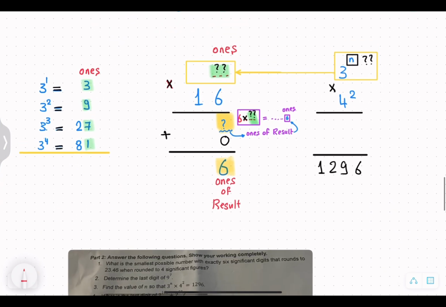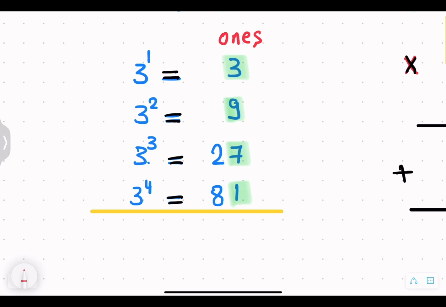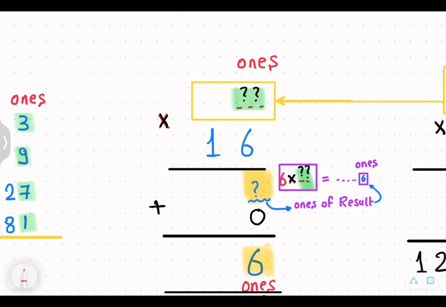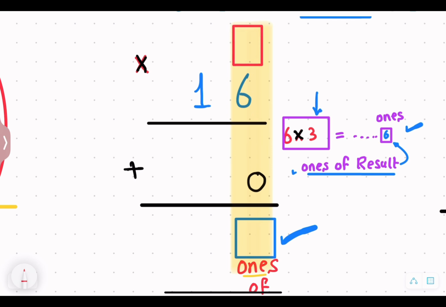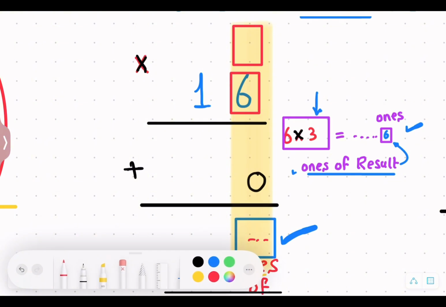So is there a faster or easier method? Yes, let's have a look at the powers of 3, or especially the ones digit of the powers of 3, which is 3, 9, 7, 1. We have to memorize these ones digits. It's majorly used in our calculations. We have to concentrate on these numbers, because multiplying a 2-digit number by a 2-digit number requires us to multiply these ones digits first. That will help us know the ones digit in the result. And now we know the ones digit of the result, which is 6.